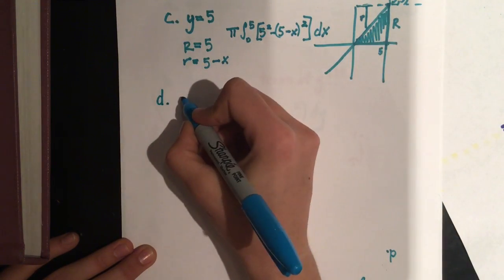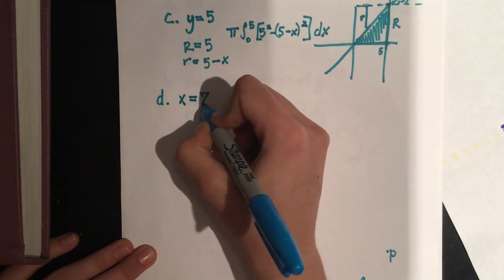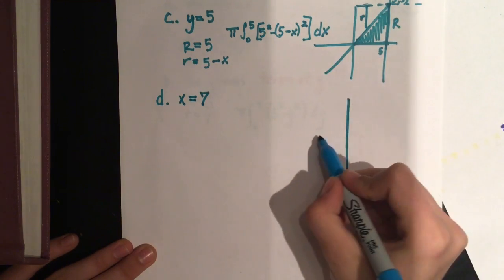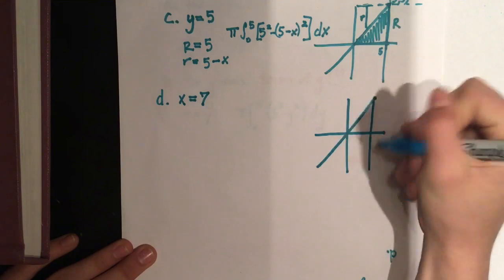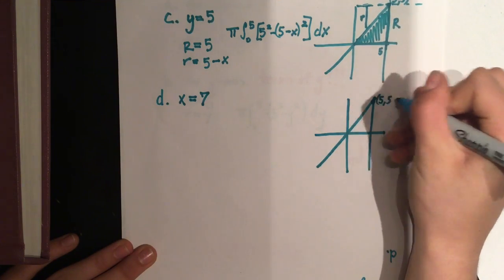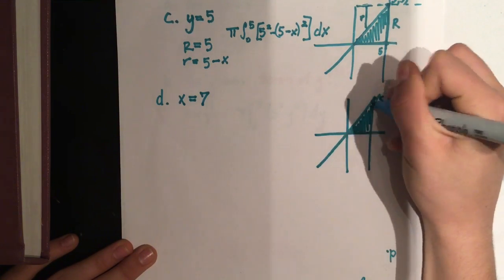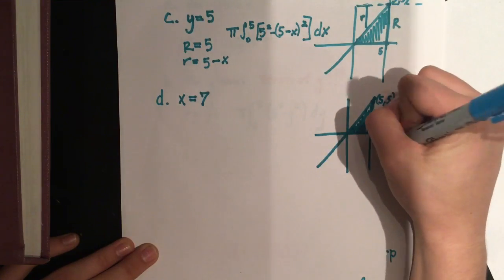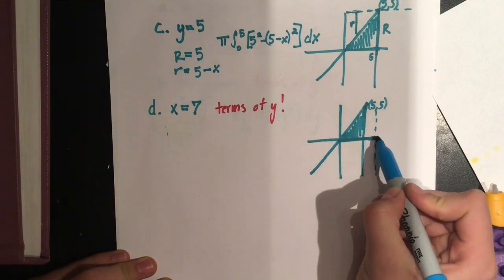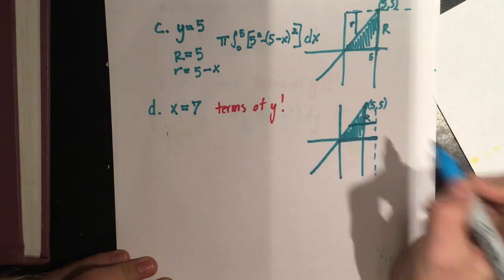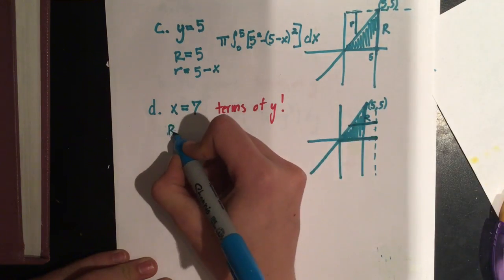Okay, so for part D, we're going to have x equals 7 as the axis of rotation. I'm just going to draw it out again so that we can visualize it. This is where our axis of rotation is going to be, and whenever we're rotating over a vertical line, we have to make sure everything is in terms of y. This is a really common mistake, so remember that, in terms of y.